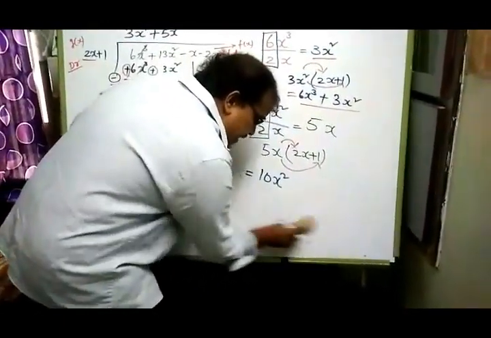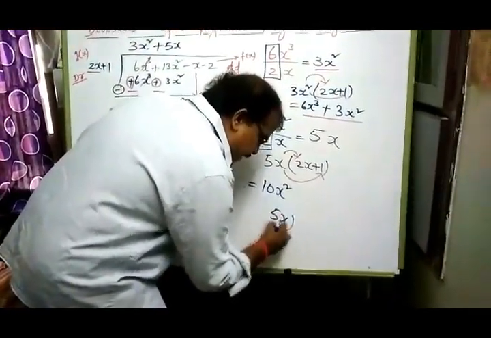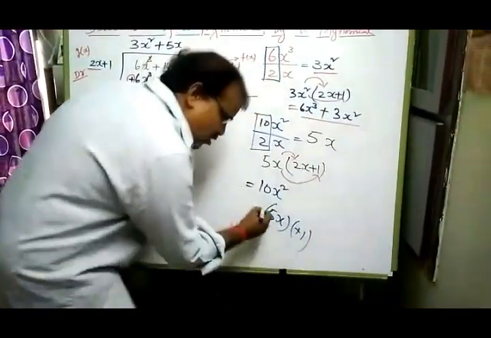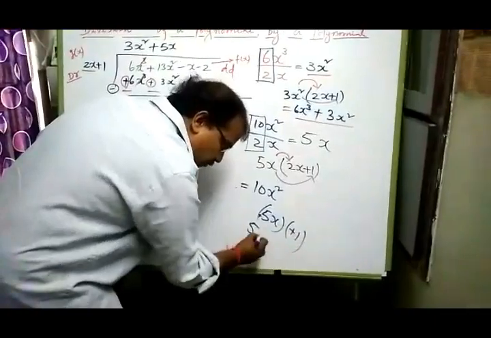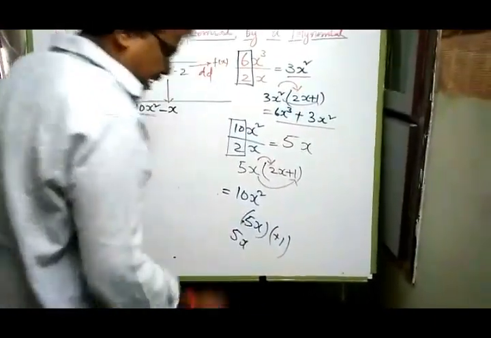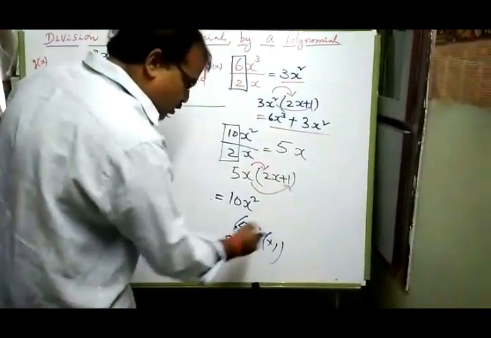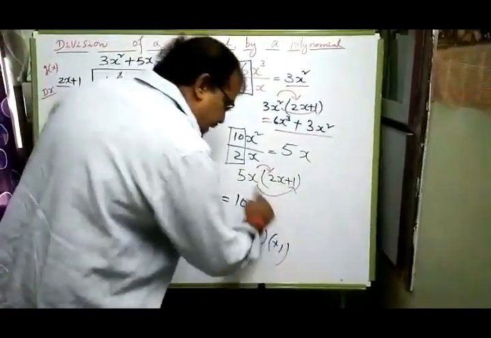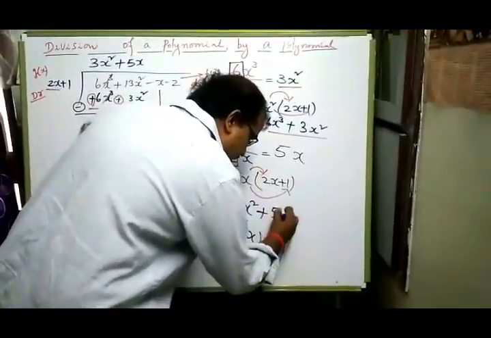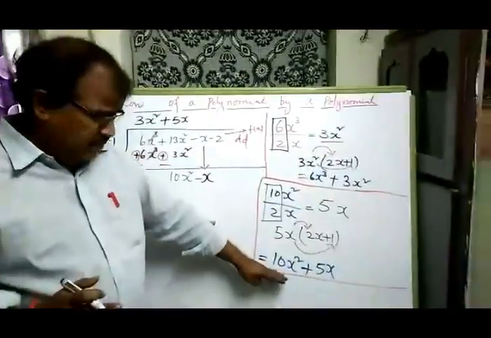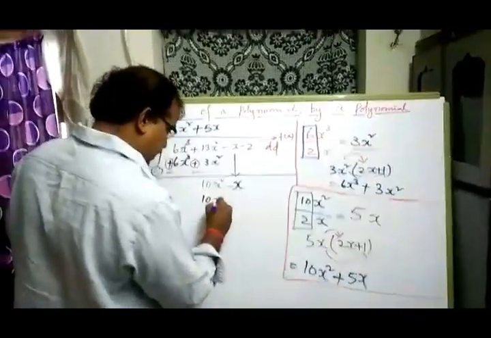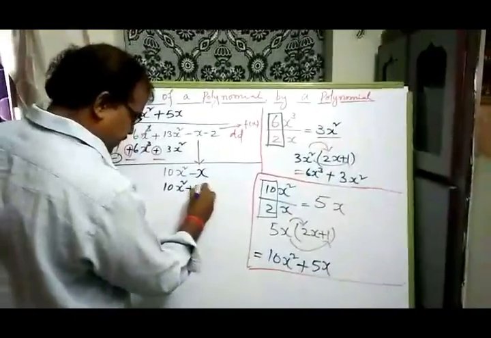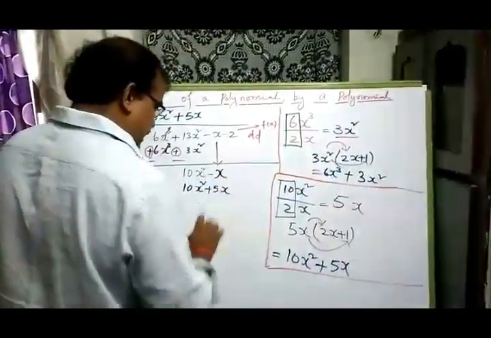Next, 5x into plus 1. Plus into plus is plus. 5 into 1 is 5, so 5x into 1 is nothing but 5x. Now place this result below the new dividend. So what is the result? 10x square plus 5x.